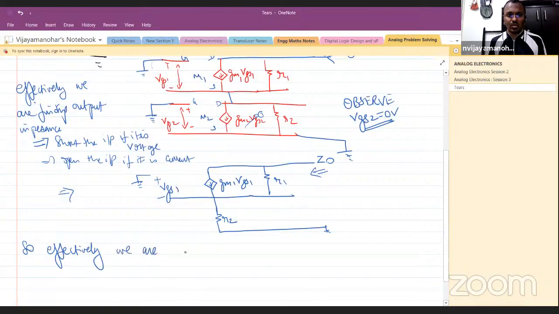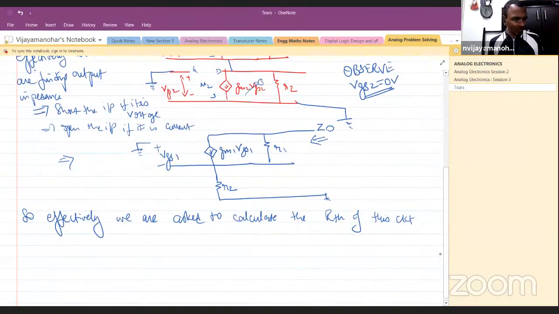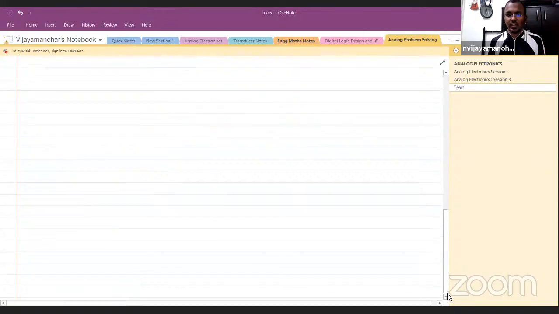Now we are asked to calculate the RTH of this circuit. Effectively we are finding the Thevenin's impedance of this circuit. That's what it means. Correct, because you are looking in from here and you are finding the impedance. So what we can do, I can assume an independent current source.